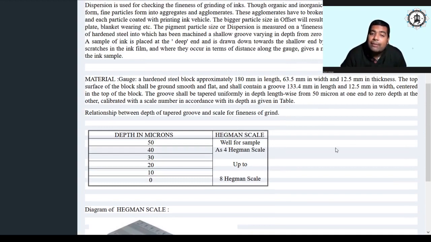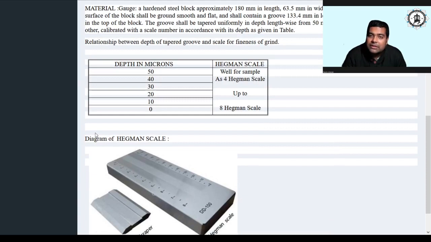It is a hardened steel block approximately 180 millimeter in length, 63.5 millimeter in width, and 12.5 mm in thickness. The top surface of the block shall be ground smooth and flat and shall contain a groove 133.4 millimeter in length, the entire length of the groove, and 12.5 millimeter in width, centered in the top of the block. The groove shall be tapered uniformly in depth lengthwise from 50 micron at one end to 0 micron at the other.